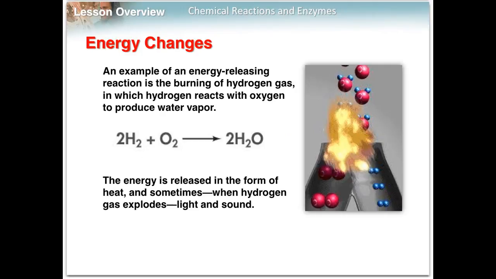As an example of an energy-releasing reaction, let's think about what happens when hydrogen gas combines with oxygen. And this is actually a burning reaction. There's so much energy produced from this that we can see it as heat and light. And the process continues until all the hydrogen and the oxygen that are available have combined to make water. So as strange as it may seem when you look at this, hydrogen gas plus oxygen gas will combine in a violent reaction and actually produce water.